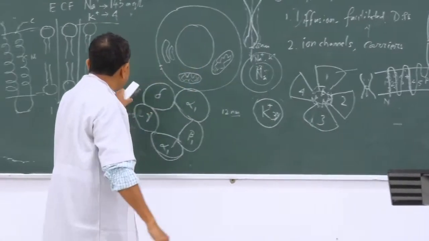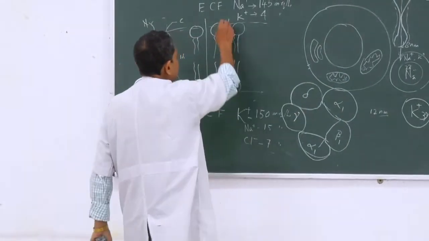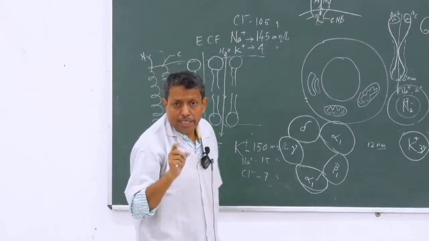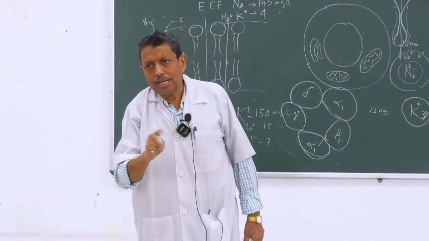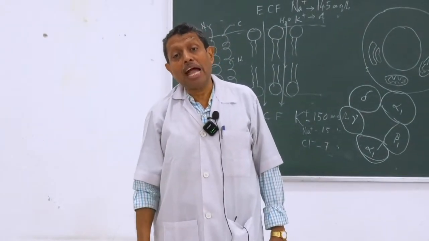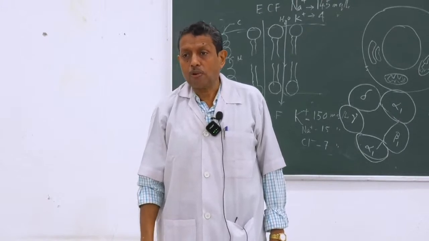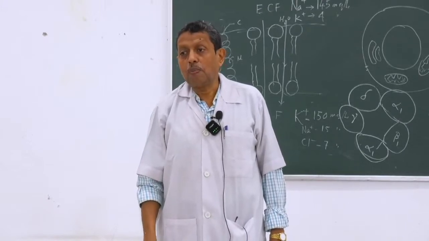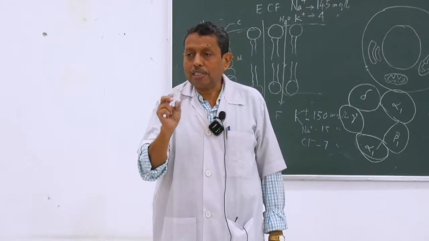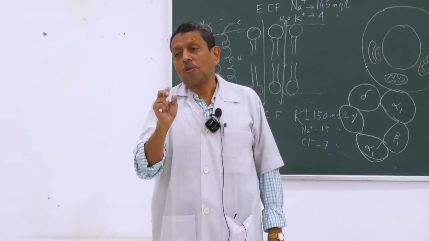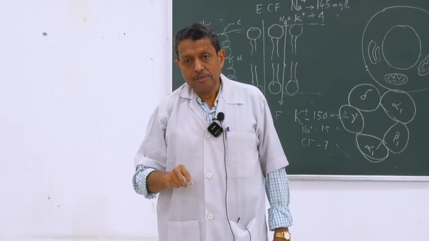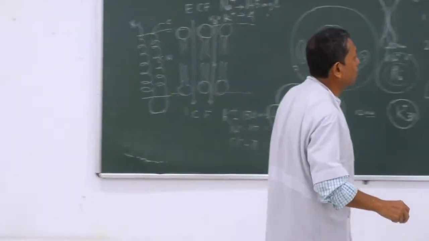Water can enter through these. But whenever there is requirement of quick entry of water, these channels are relatively slow, and there is formation of aquaporins. They are formed of 4 subunits, and each subunit has the capacity of transporting water. Aquaporins. There are different types of aquaporins.